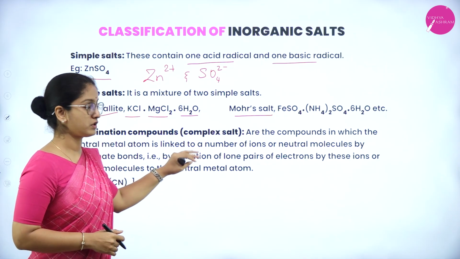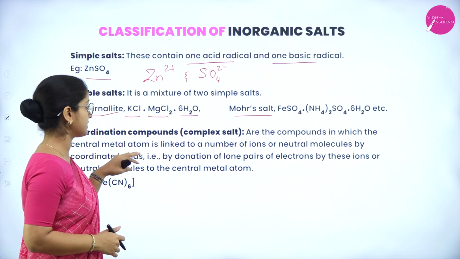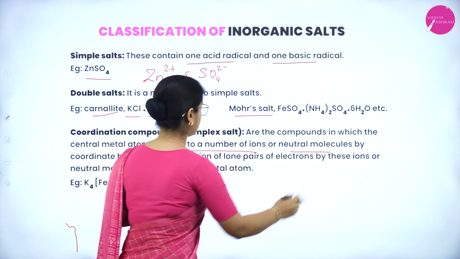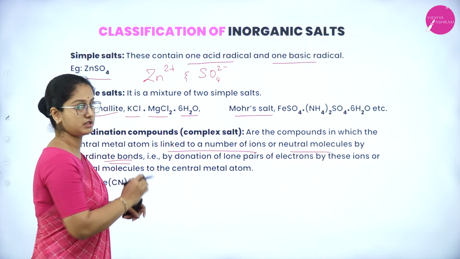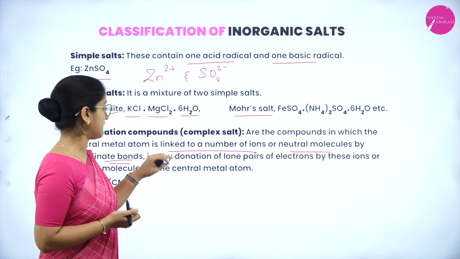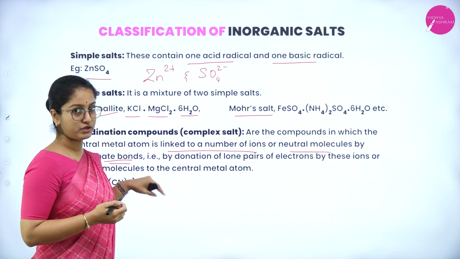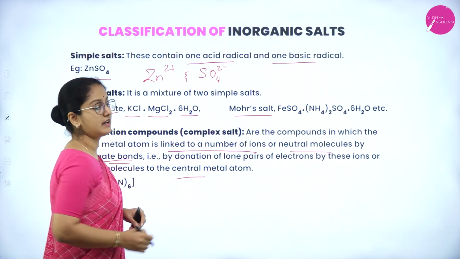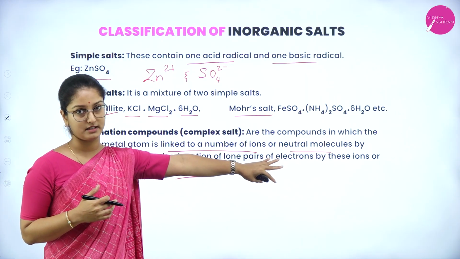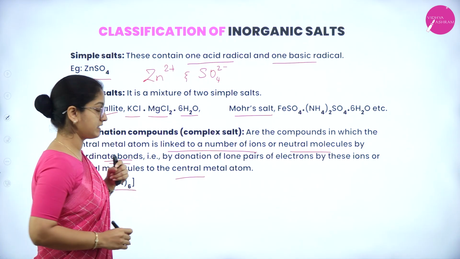Then coordination compounds, which are also known as complex salts, are the compounds in which the central metal atom is linked to a number of ions or neutral molecules by coordinate bonds. So the bonds are not covalent or ionic, it is a coordinate bond. That is by donation of lone pairs of electrons by these ions or neutral molecules to the central metal atom. So coordinate bond is formed by the donation of lone pairs of electrons by these ions or neutral molecules to the central metal atom. For example, K4[Fe(CN)6].